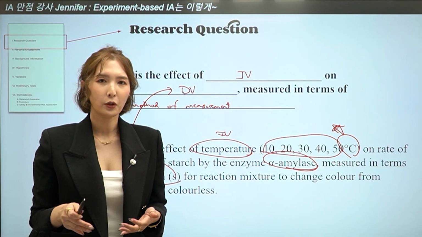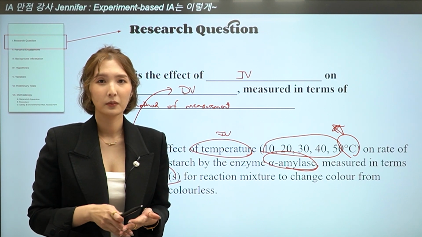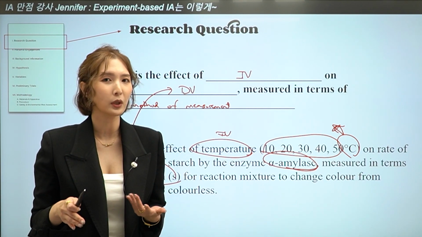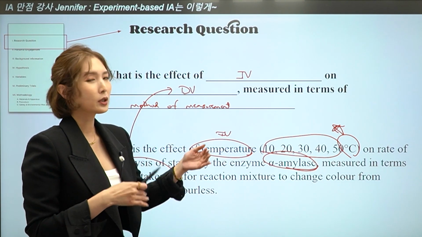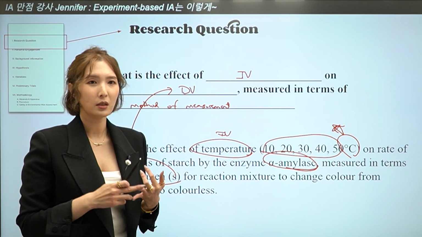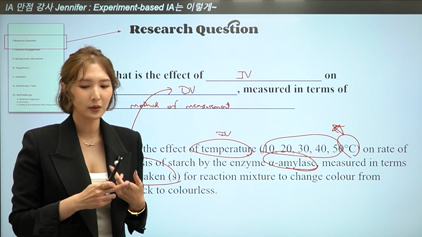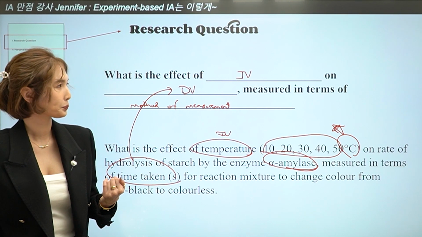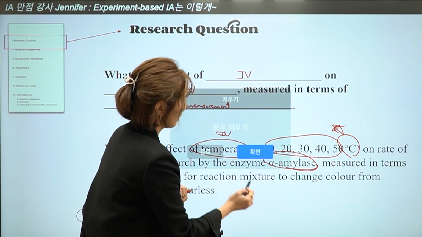So when you're writing your RQ, be as detailed as possible. Add in all of the information that you need to describe your experiment. So IV, DV, units, values, everything should go in.